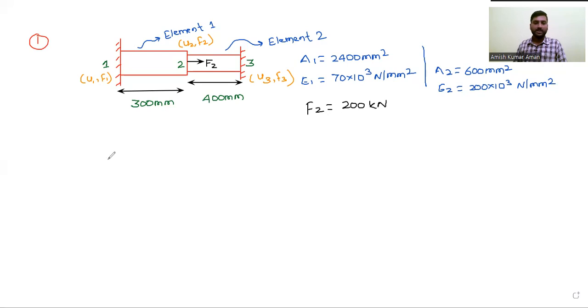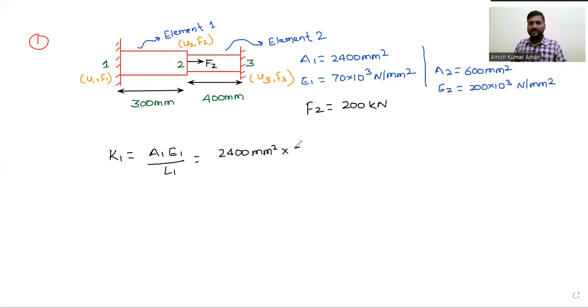Okay, so let's start. For element 1, what will be the value of K1? Already we have discussed the stiffness formula. If you remember, I derived F is equal to K into delta, where K is AE upon L. So for element 1, K1 is A1 E1 upon L1. A1 is 2400 mm square.